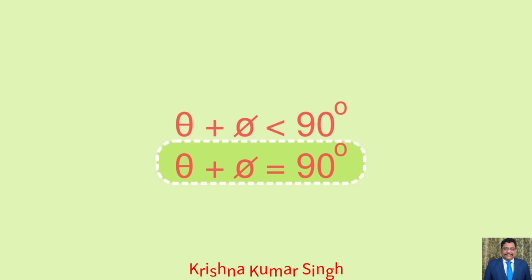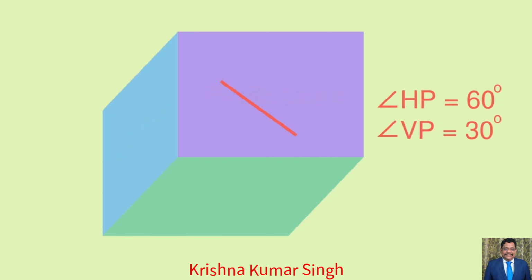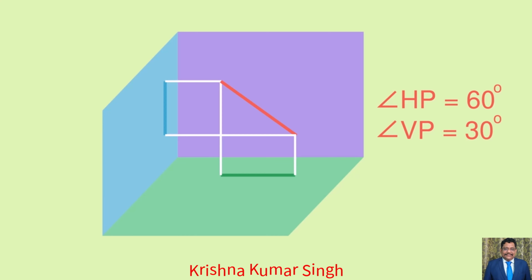Some points before starting the problem. Here in this case, a line is contained by a profile plane. A profile plane can be drawn right side of the front view and the line is parallel to the profile plane such that it is 60 degrees to the HP and 30 degrees to the VP. Both the top view and front view will be perpendicular to XY and are less than true length. Both apparent angles will be 90 degrees.